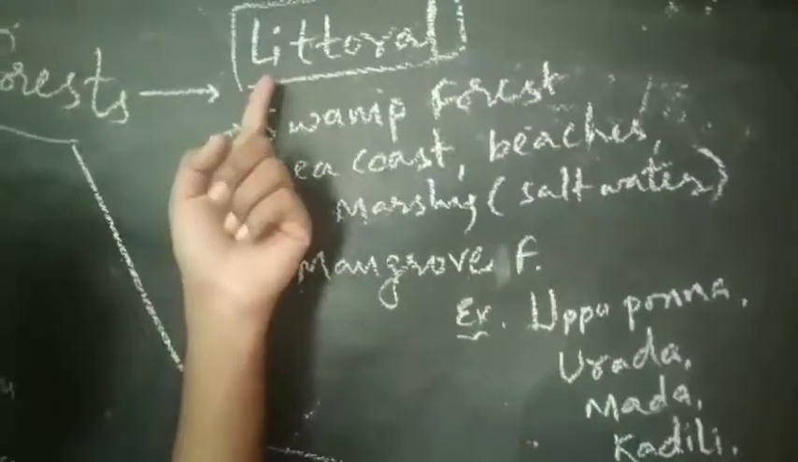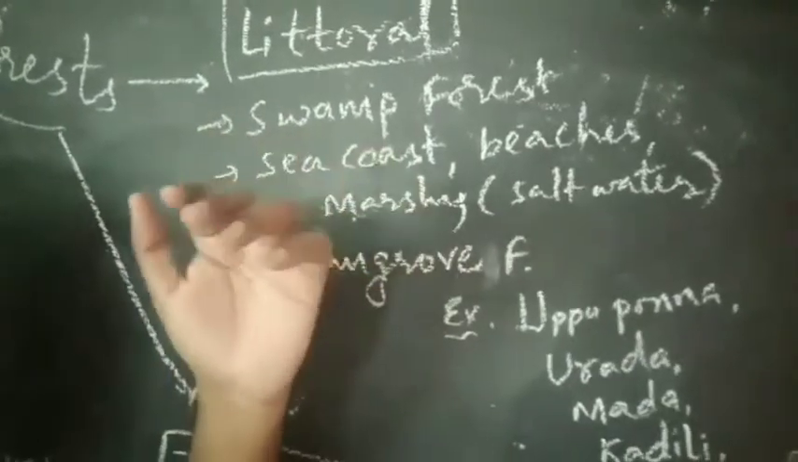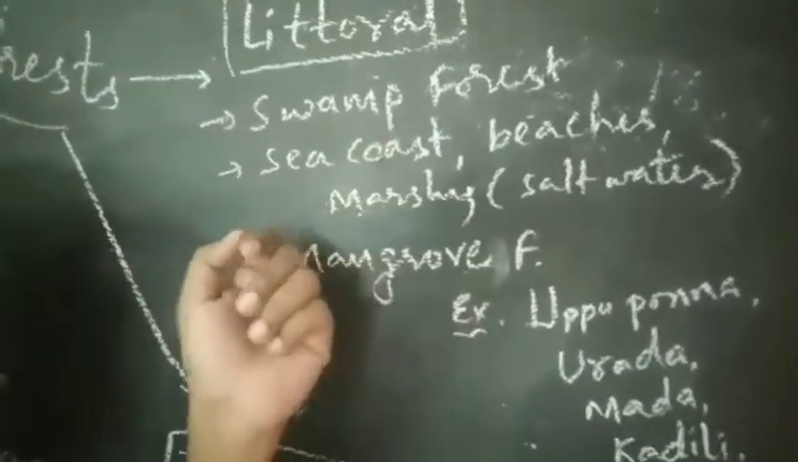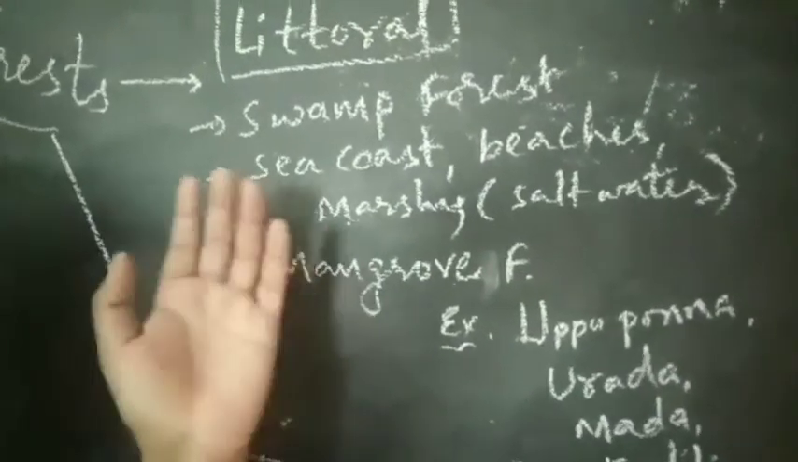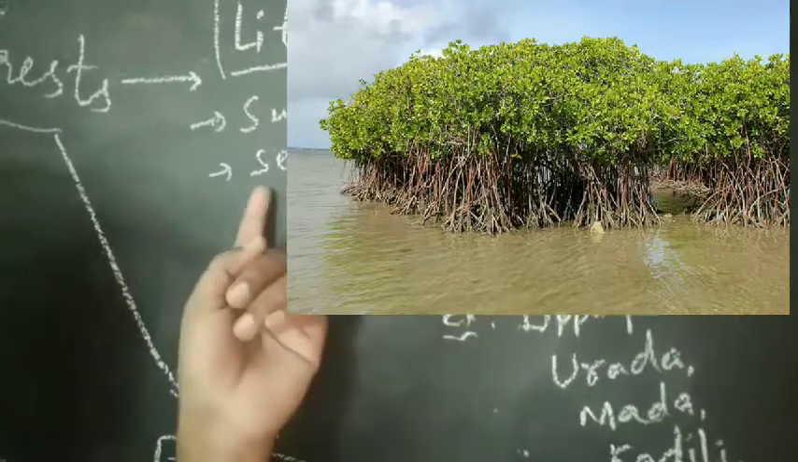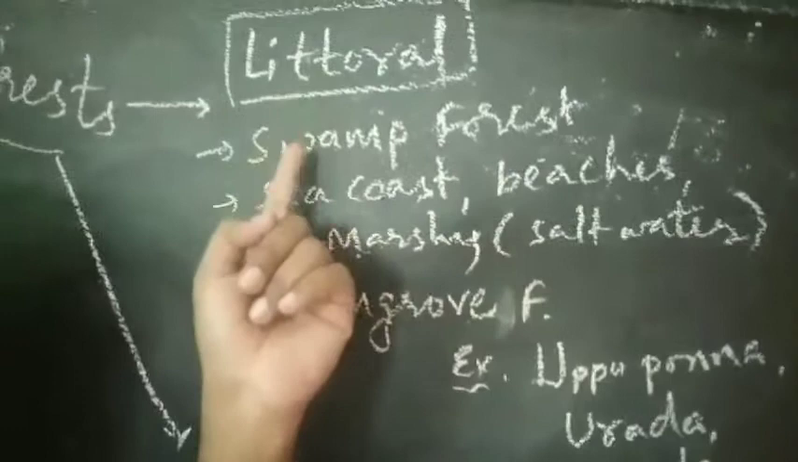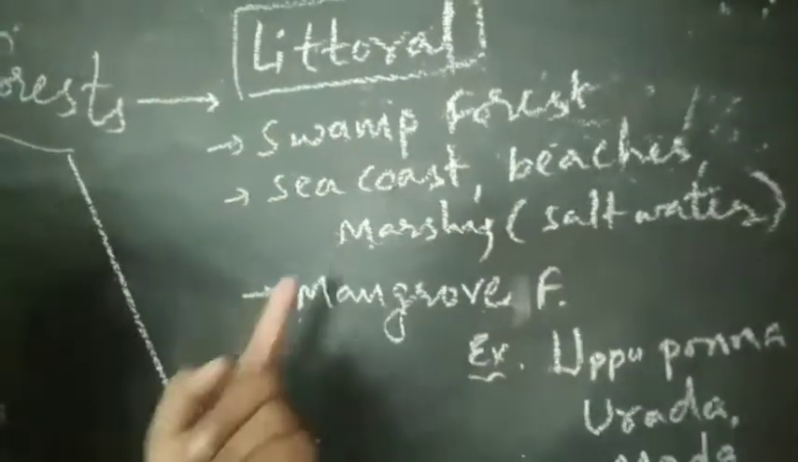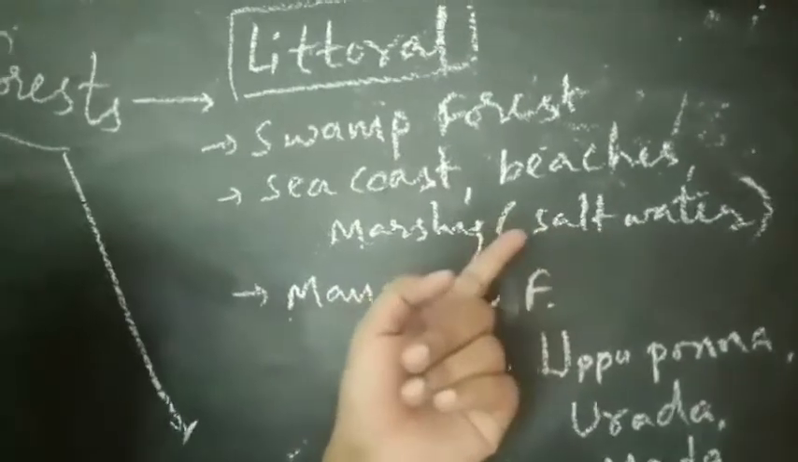Okay. Littoral forests are known as swamp forests. The area is marshy. And where can we see them? Near the sea coast, particularly where the sea and land are attached. On the sea coast, particularly on the sandy beaches, we can see this kind of littoral or swampy forest. And it is a marshy tract where salt water is present. In that some trees are grown.